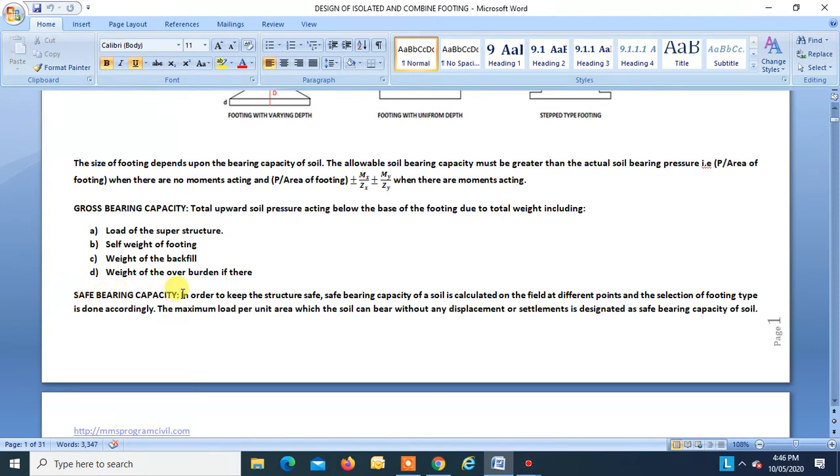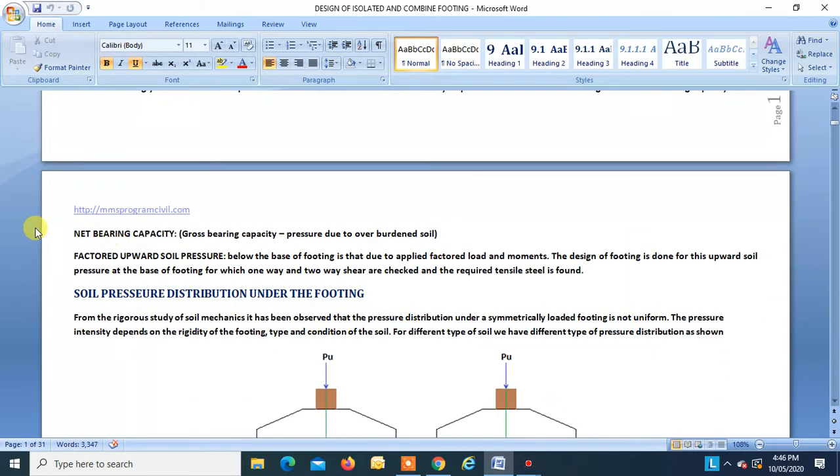Safe bearing capacity. In order to keep the structure safe, the bearing capacity of the soil is calculated in the field at different points, and the selection of footing type is done accordingly. The maximum load per unit area which the soil can bear without displacement or settlement is designated as the safe bearing capacity. Net bearing capacity: gross bearing capacity minus pressure due to overburden soil is net bearing capacity.